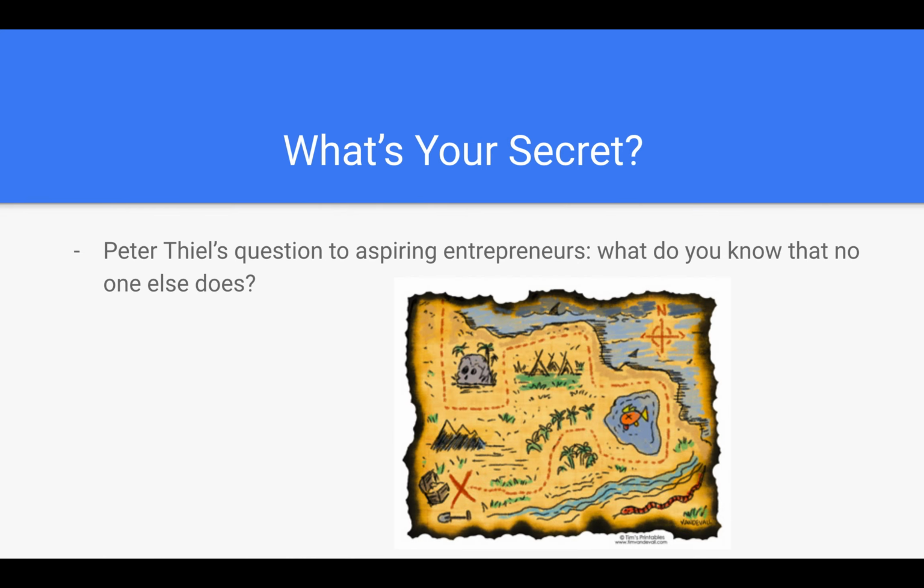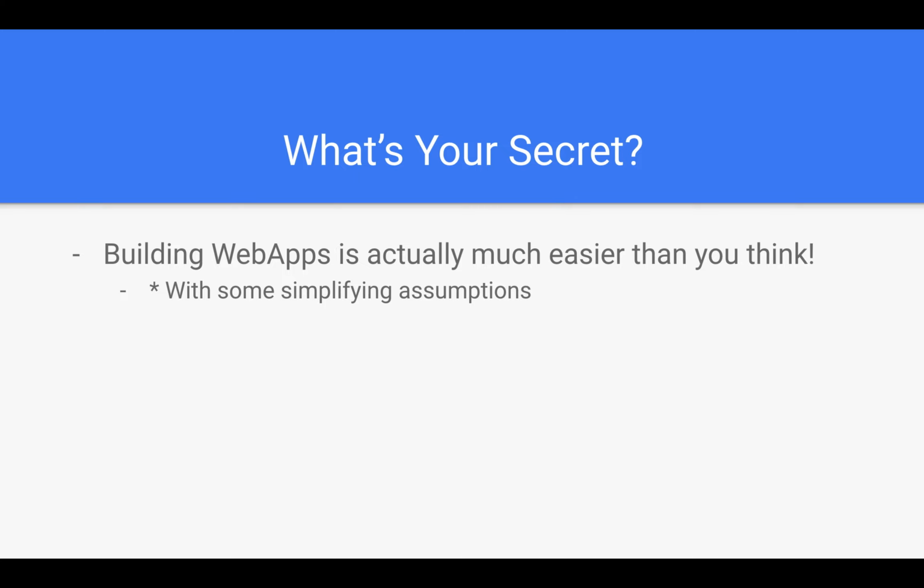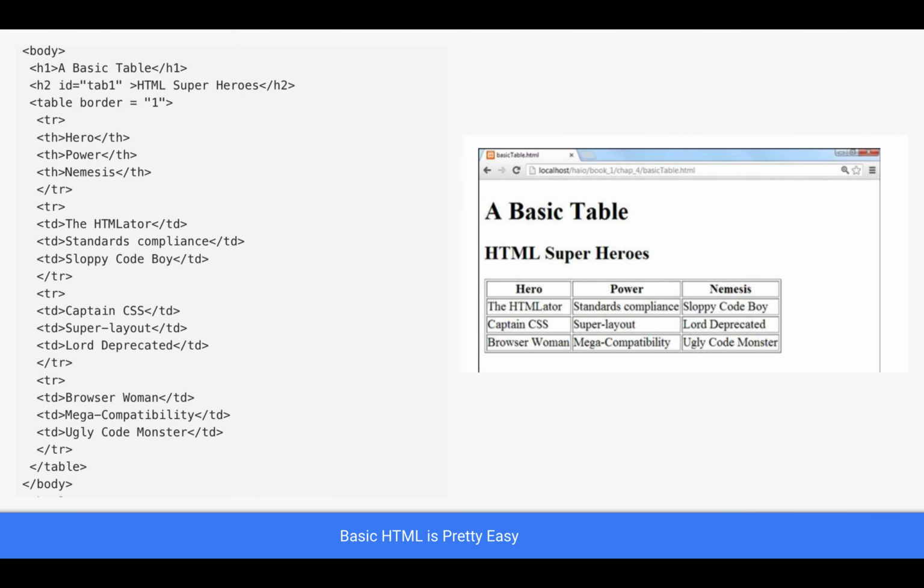Okay, so what's the secret? Peter Thiel asks aspiring entrepreneurs, what do you know that no one else does? What is your treasure map that's going to create this value? And my secret is that building web apps is actually much easier than you think if you make some simplifying assumptions and if you use the WebWidgets framework. Now, to demonstrate that claim, I'm going to show you some real code.